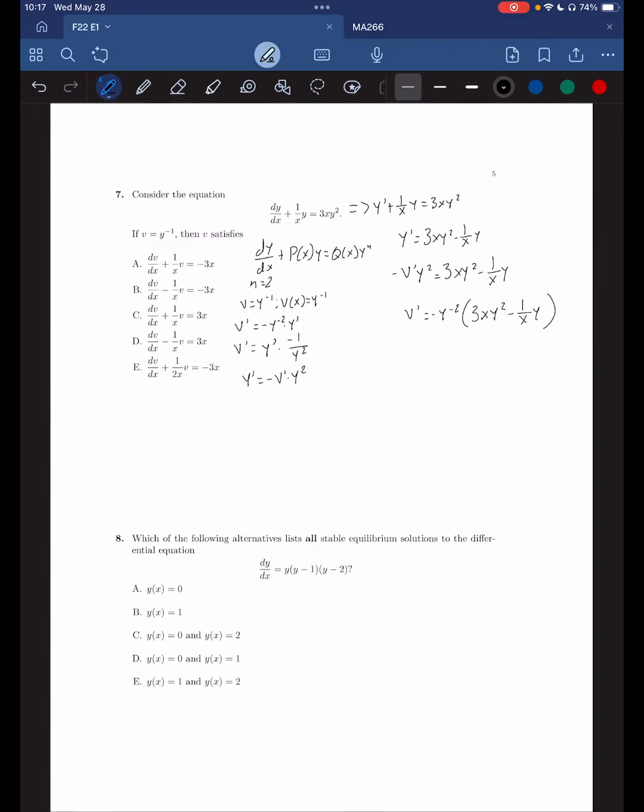This is what you're left with, essentially. When I distribute, I'm left with something like this. So b prime equals minus 3x plus 1 over xy.